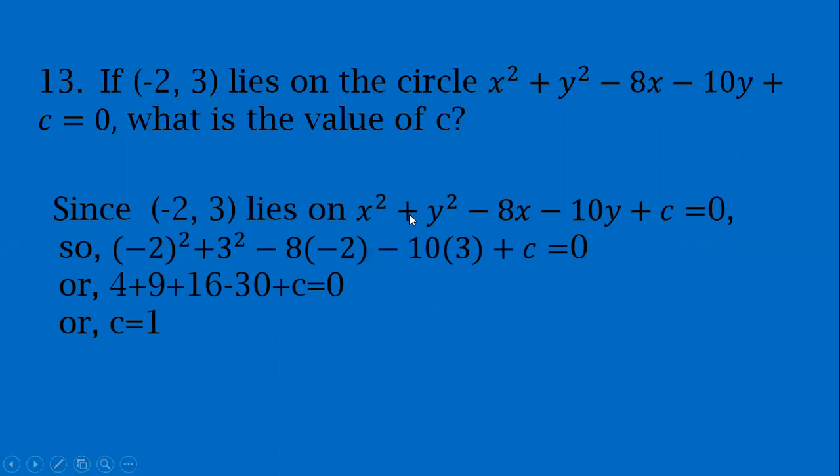This is (-2) square plus 3 square minus 2 into (-2) plus 10 into 3 plus c. And after simplification, we get c is equal to 1. This is the answer of this question.